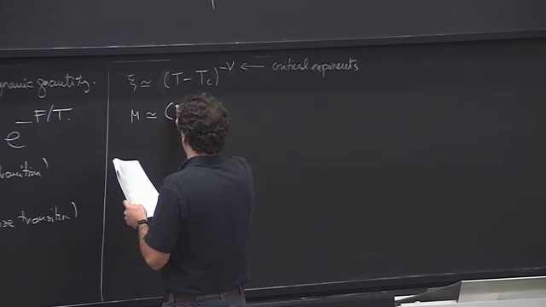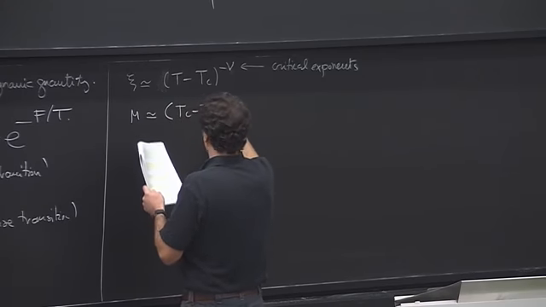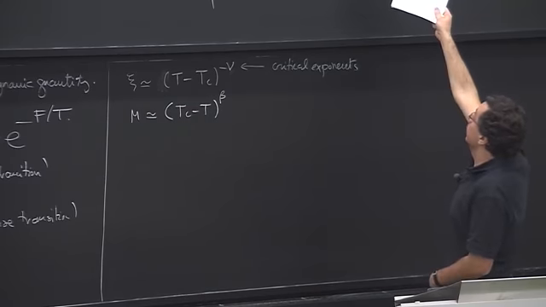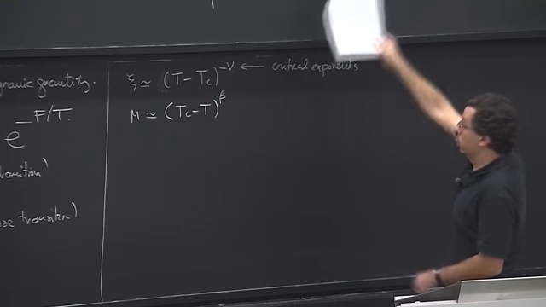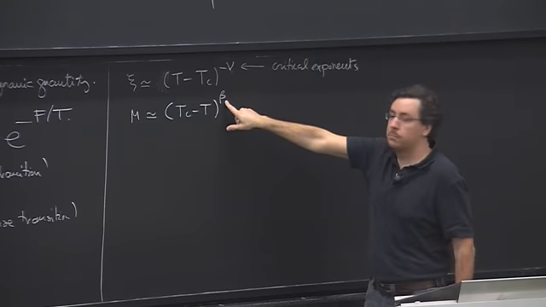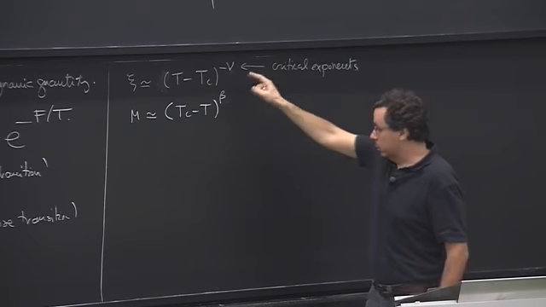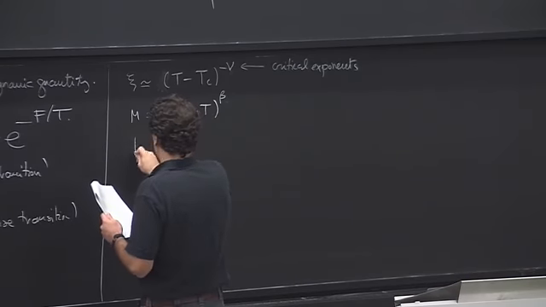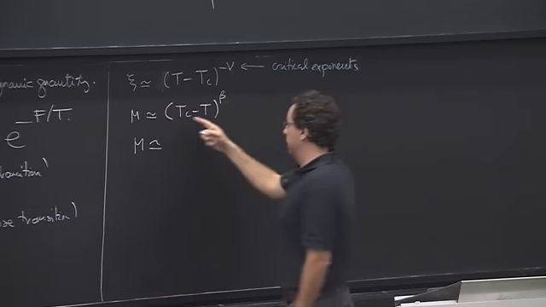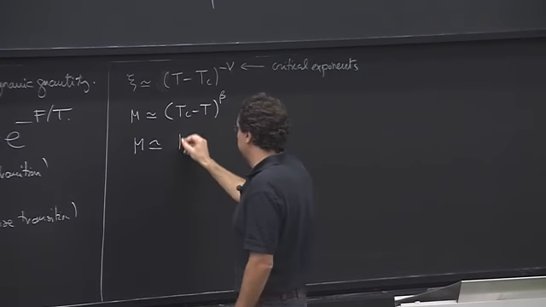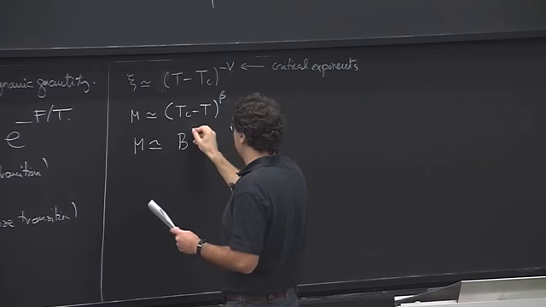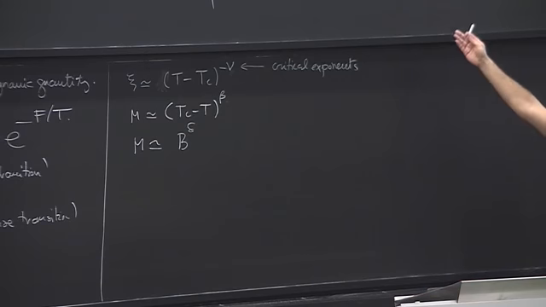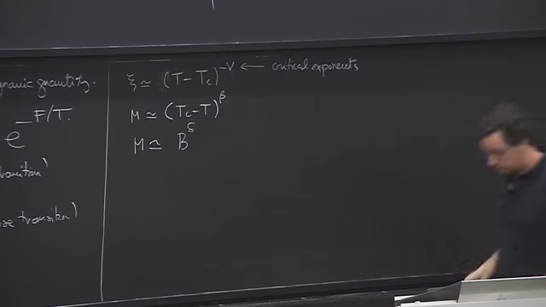Then you can also introduce a critical exponent for magnetization as you approach the critical point. So the magnetization goes to 0 as you approach the critical point. It doesn't blow up. That's why I didn't put a minus sign here. But it goes to 0 at a very specific rate. It goes to 0 as a function of the temperature, but it also goes to 0 as a function of the magnetic field. Okay? So you can define also a critical exponent of how the magnetization goes to 0 as you tune the magnetic field to 0.